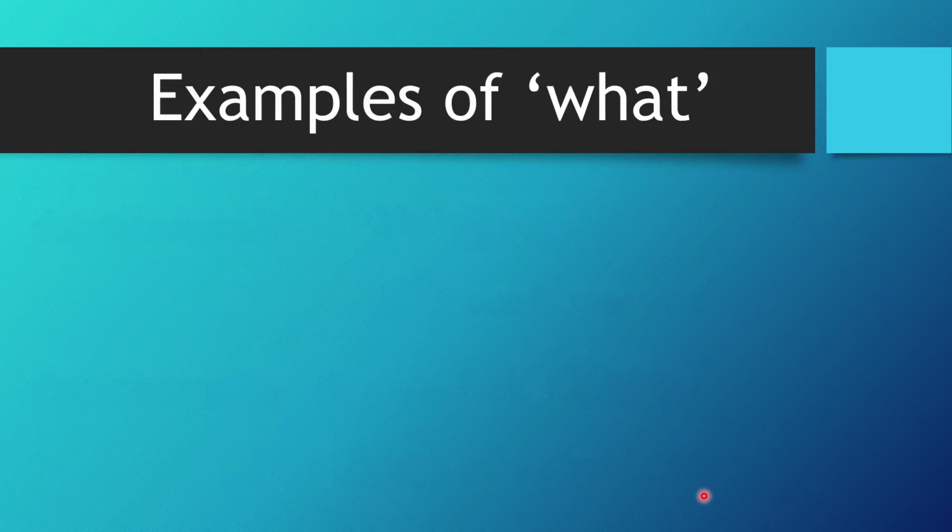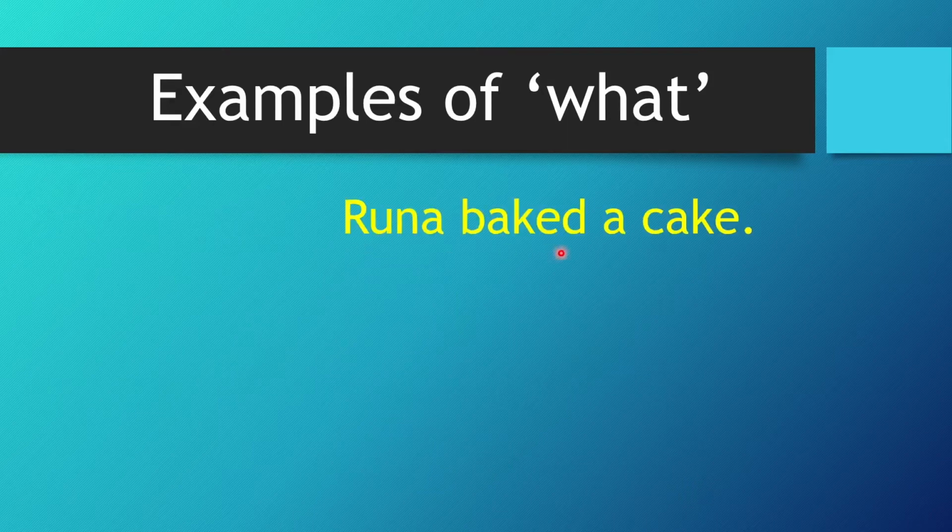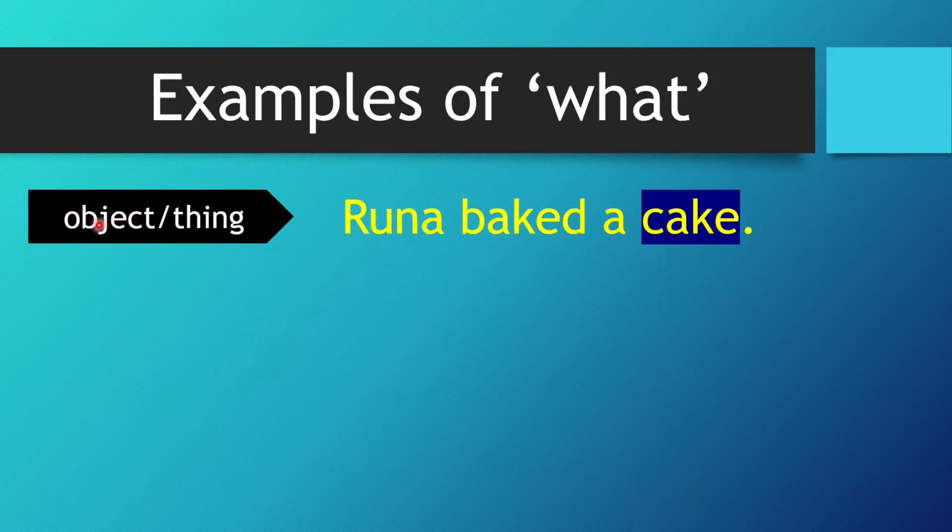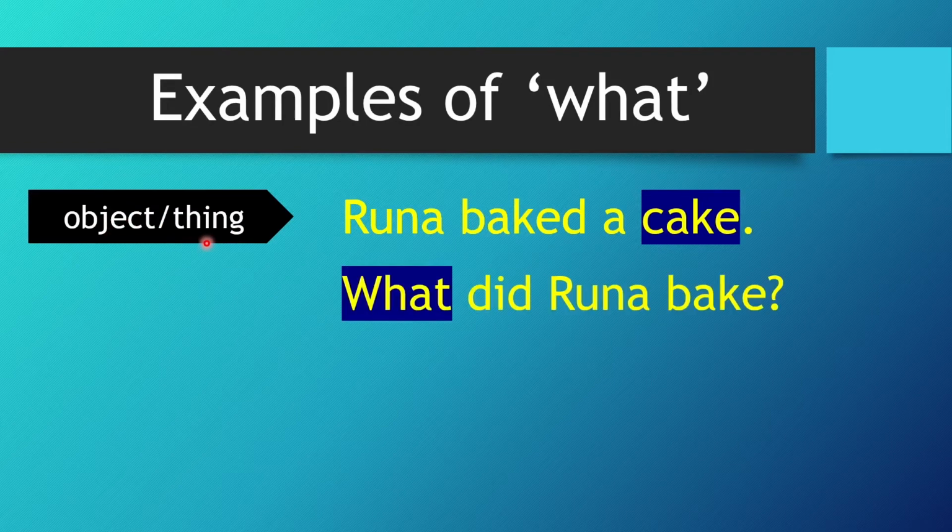Now let me give you more examples of what. Runa baked a cake. A cake. So cake is the object here or a thing. So you will make the sentence as what did Runa bake? So in place of cake, we will write what. What is indicating cake here? And see the verb. The verb is baked. That means this is the past form.